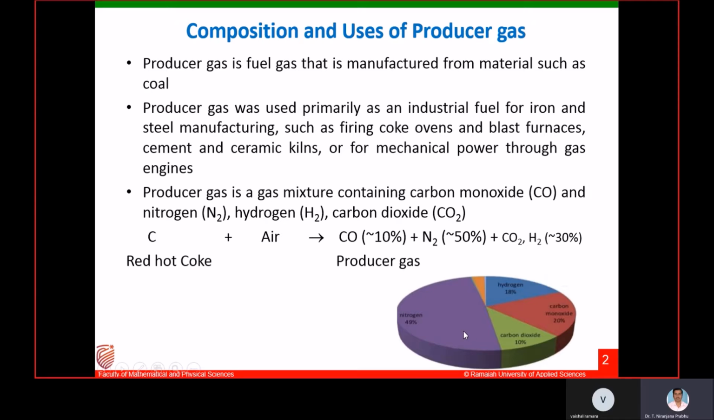Nitrogen content is more, close to 50%, and hydrogen content somewhere 20-25%, sometimes near 30%. And then carbon monoxide somewhere 10 to 20%, carbon dioxide nearly 10%. So these are the gases that are present in a producer gas. Producer gas is used as industrial fuel for iron and steel manufacturing, such as firing coke ovens and blast furnaces. In cement and ceramic kilns also it is used.